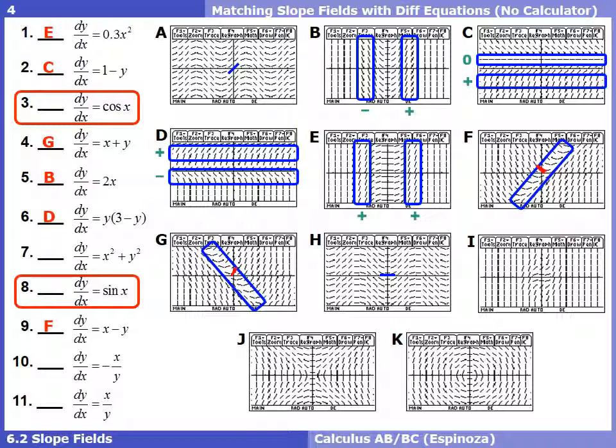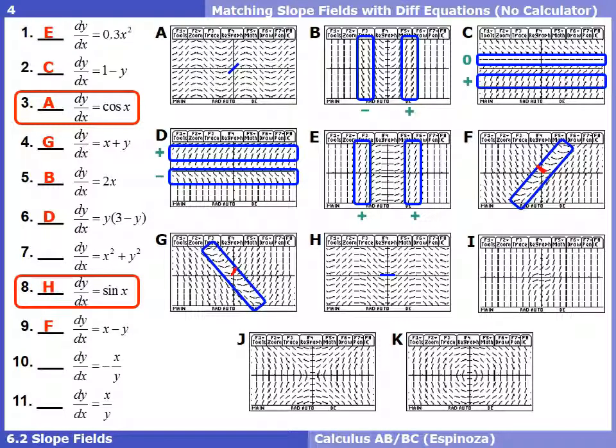Well, if we take an x value of 0 and plug it into cosine, cosine of 0 is 1. So we're seeing a positive slope at the very minimum in choice A. So that would match with 3. In H, if we take that value of 0 and plug it into sine, sine of 0 is 0, and I see a 0 slope there. So of course 8 matches with H.